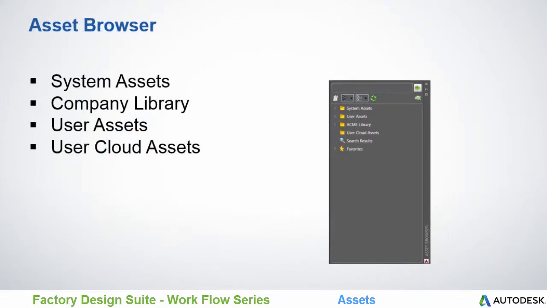The Asset Browser presents assets in different groups. System assets are content provided by Autodesk. Company content is content that you create for your company to use. User assets is your personal library. User assets can also be uploaded to the factory asset warehouse and used from the cloud.